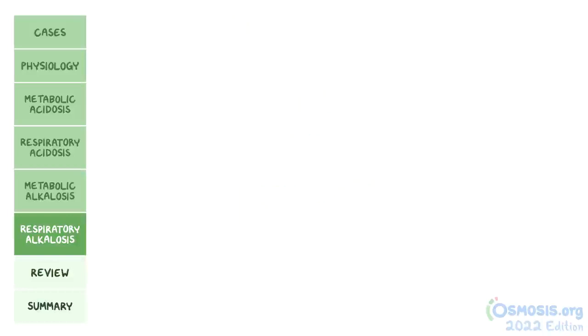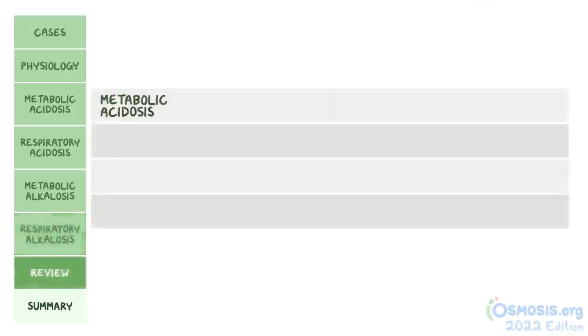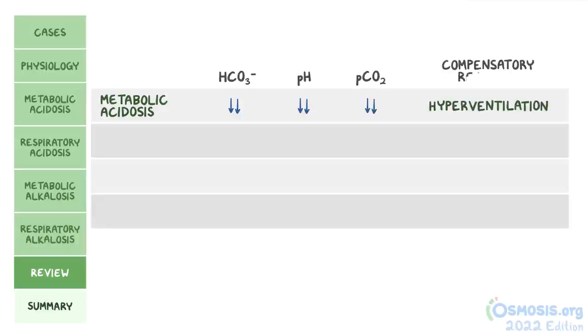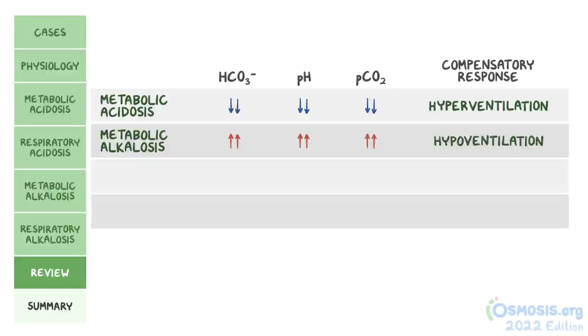Alright, as a quick recap, with metabolic acidosis, there's a decrease in bicarbonate ions, which results in a low pH and low pCO2 values, and there's immediate hyperventilation as a compensatory response. With metabolic alkalosis, there's an increase in bicarbonate ions, which results in a high pH and high pCO2 values, and there's an immediate hypoventilation as a compensatory response.